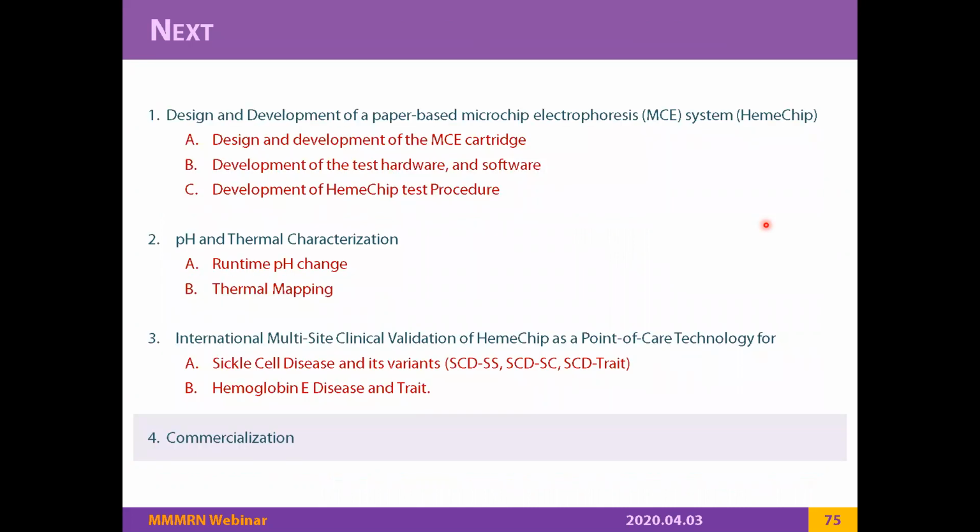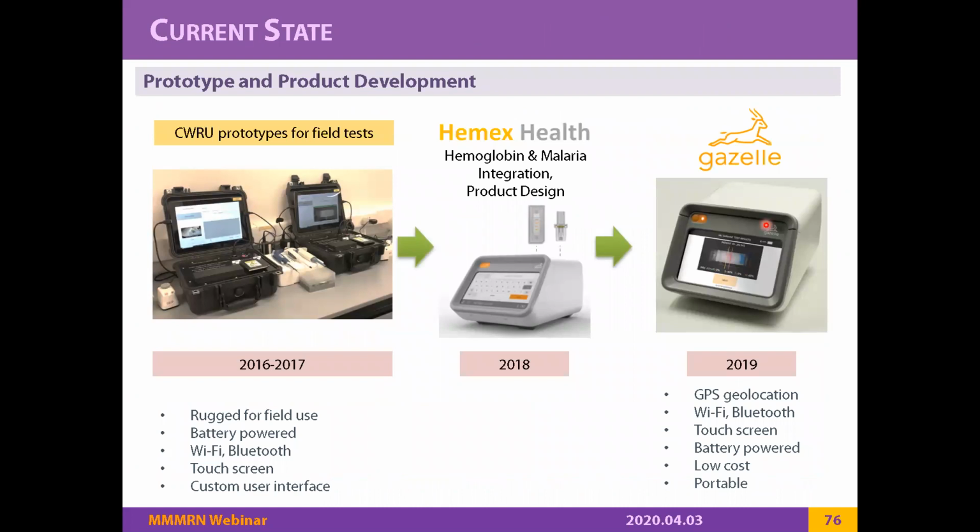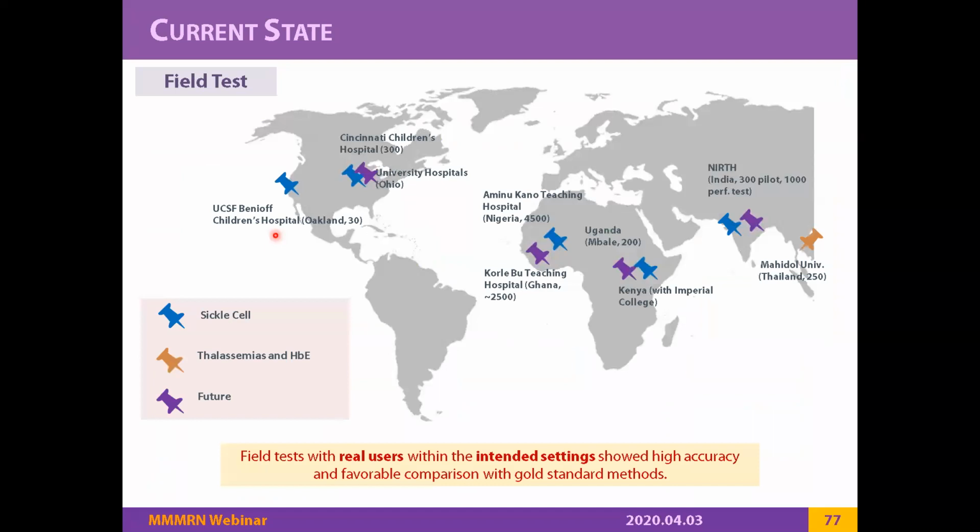So for the commercialization, I mentioned before, we worked with Hemex Health and a lot of other companies to make this product commercialized. This is the first product that we developed, and we worked with a lot of third-party companies in collaboration with Hemex Health to actually get the final product that we have, and that's much more sophisticated than what we had before. And here is a slide where we see we are running different field tests now, current field tests and future tests that we have planned.